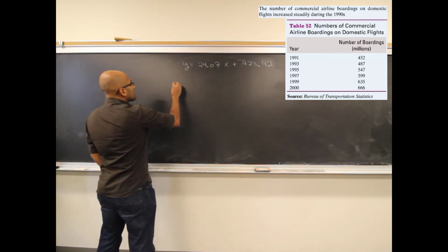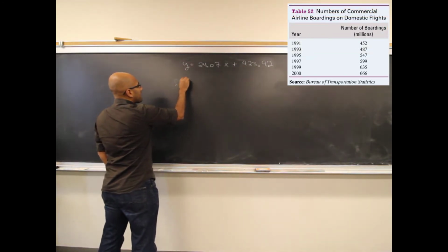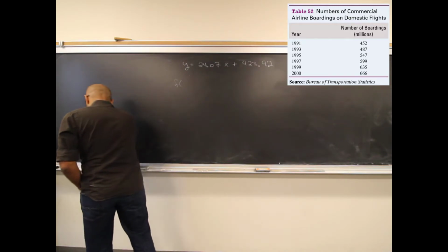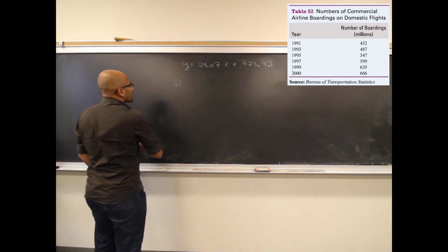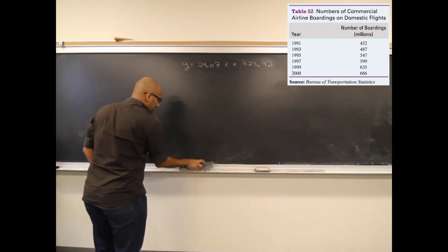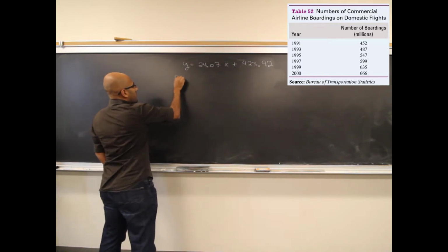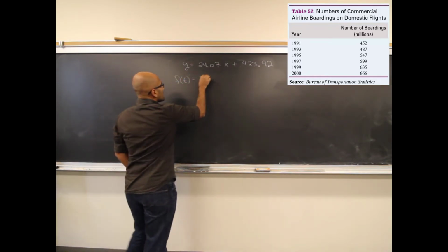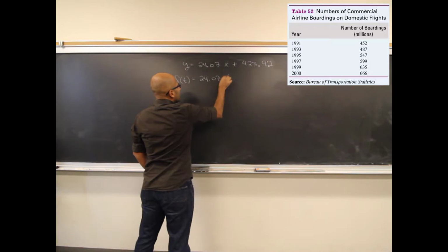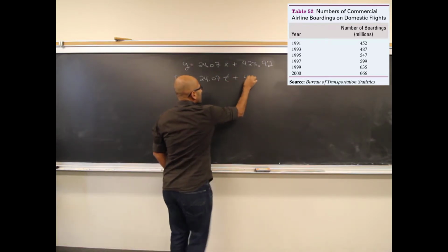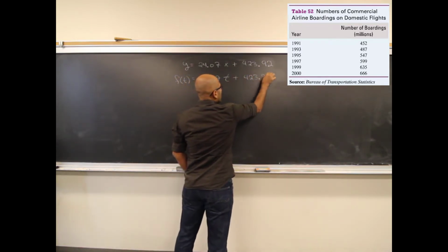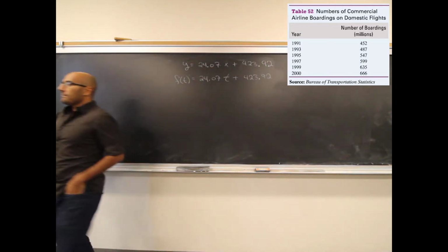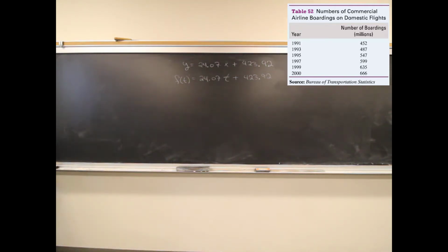So in function notation, this would be f of t equals 24.07t plus 423.92. Okay, so that answers that question.